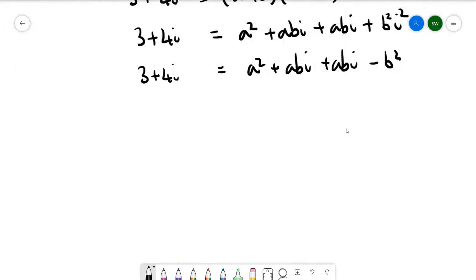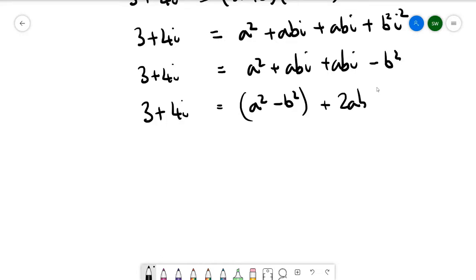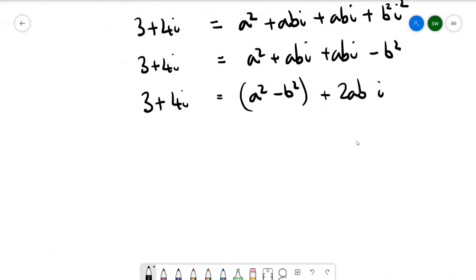Okay. So next we want to make it really clear on the right hand side what's the real part and what's the imaginary part. Well, the real part, the part without i, is a squared and minus b squared. So a squared minus b squared, and that's the real part, and we could put it in a bracket to make it really clear. And then we're going to take i outside of a bracket here, and we've got ab plus ab, so we've got 2ab times i.